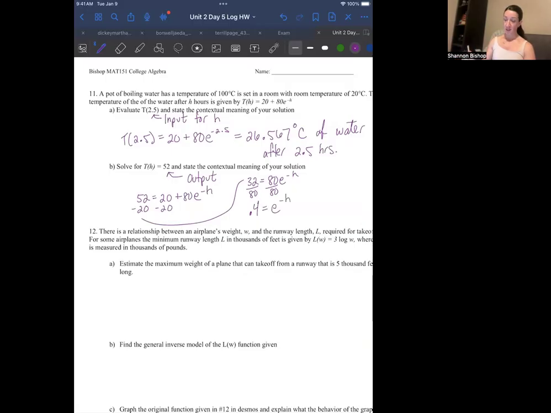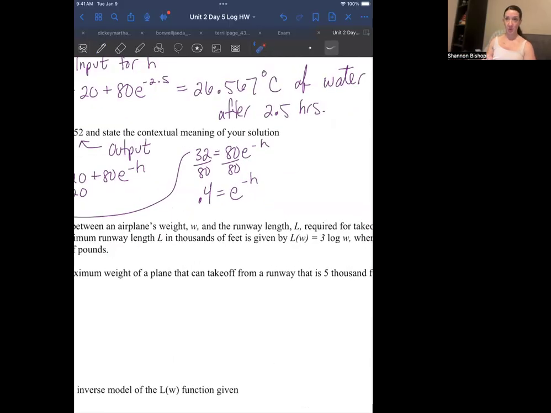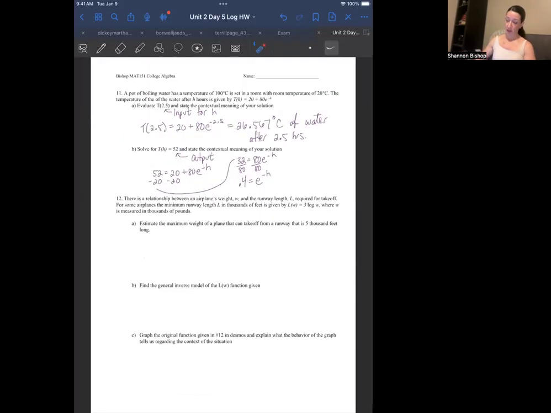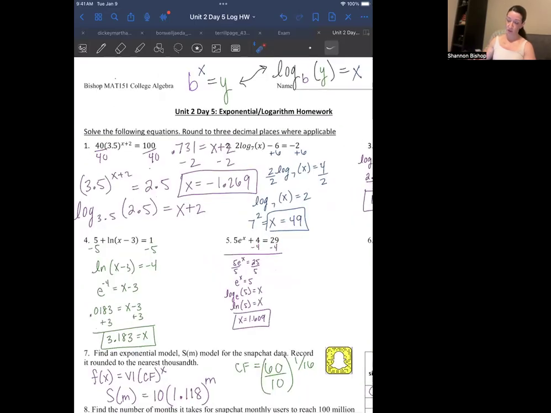And this is the stage where potentially you're feeling stuck. You're staring at this and you're like, well, now what do I do? You're feeling stuck for a reason. You've done all the normal algebra that you can, and all that's left is the base of e, the exponent of negative h, and the desired result, which is 0.4. You've done everything you can. You're now looking at an exponential function that you don't know how to solve. That just means it's time to take the inverse.